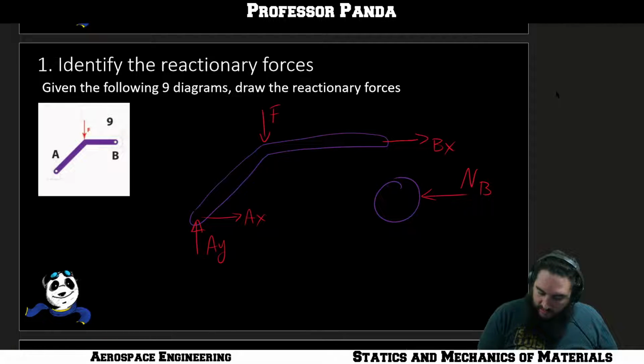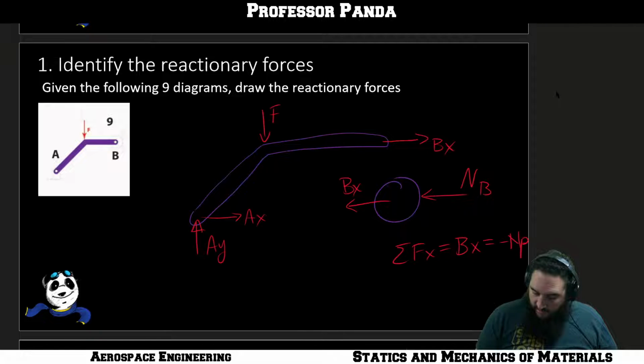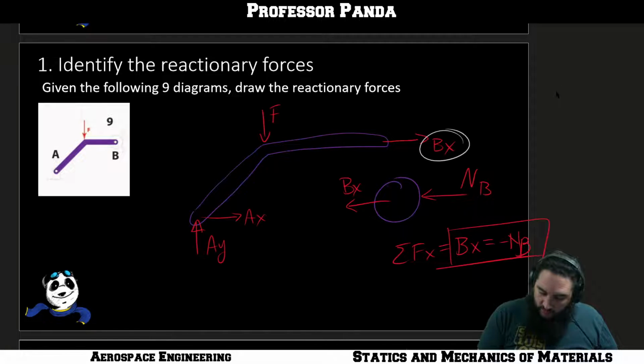Normal at B, and BX acting on the roller should go equal in magnitude, opposite in direction. So we'll have a BX, and yeah, so this is why we see that the sum of the forces in the X direction, BX, is going to equal negative NB. Okay, so answer to this problem, 1, 2, 3.